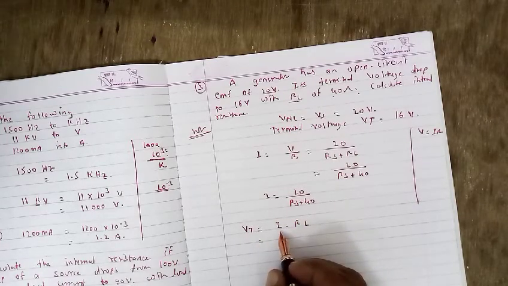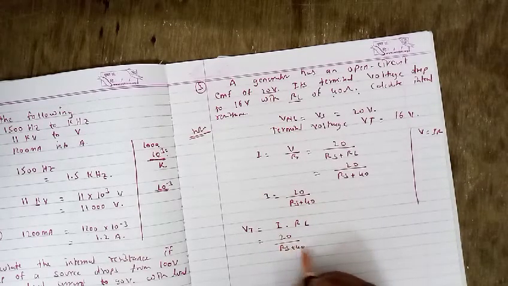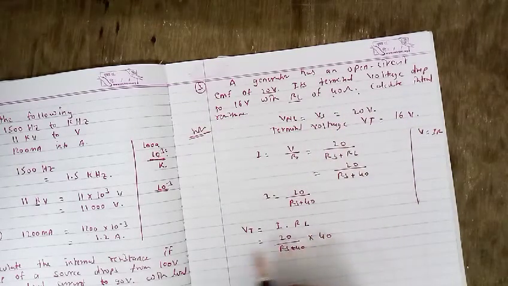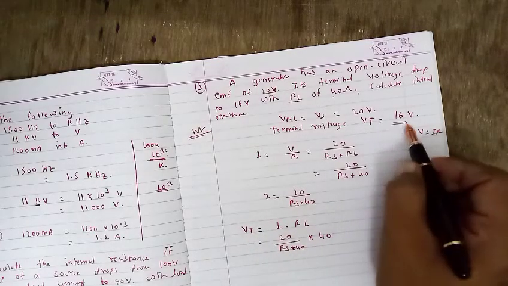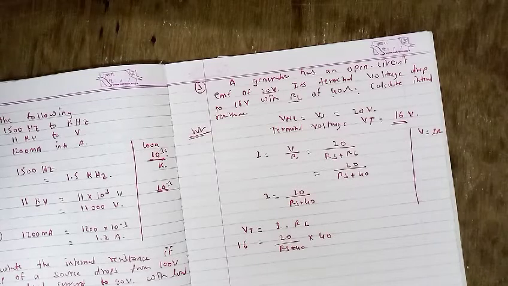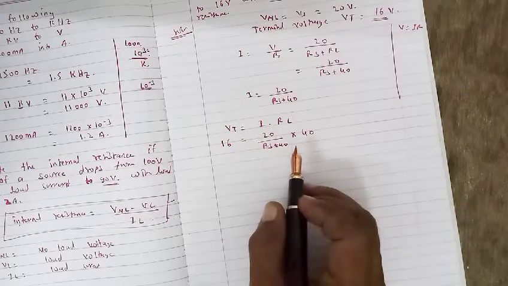Okay, so what is the value for I we have found out? We have found out the value, that is 20 divided by RS plus 40. The value for RL is 40. Here VT is nothing but 16 volt. So you just put VT is equal to 16. And after that, you have the cross multiplication.